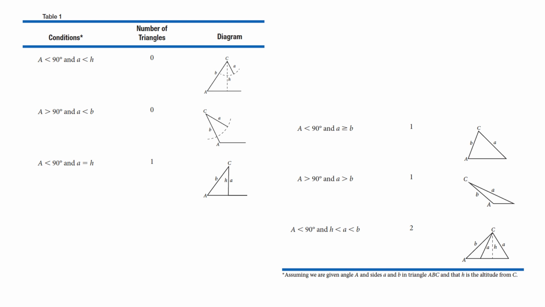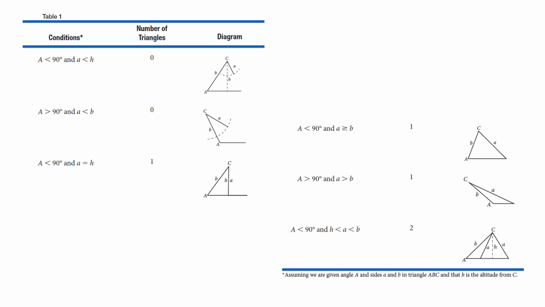In the first row here, if A is less than 90 degrees and a is less than h, your height, then no triangles exist. Another scenario where no triangles exist is where A is greater than 90 degrees, meaning it's obtuse, but the side length a is less than the side length b.